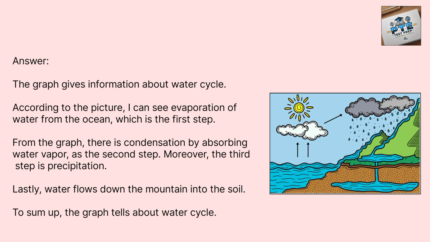The graph gives information about water cycle. According to the picture, I can see evaporation of water from the ocean, which is the first step. From the graph, there is condensation by absorbing water vapor as the second step.